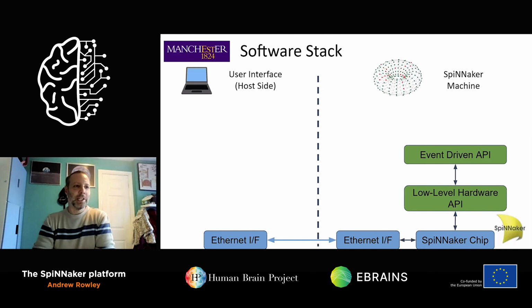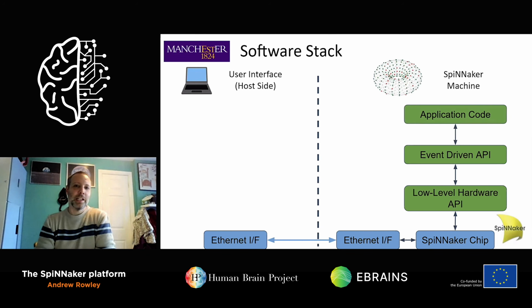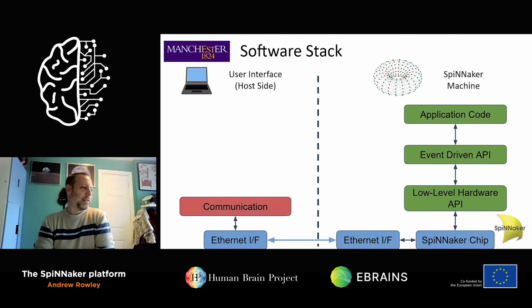Generally speaking, you won't look at that, but actually more close to where the users sit is an event-driven API. So this allows us to use the features of SpiNNaker without actually having to deal again with the hardware niggles, and that makes things a lot easier. So then we have our application code, which runs on top of that, and in our case, often is the neural network simulation code.